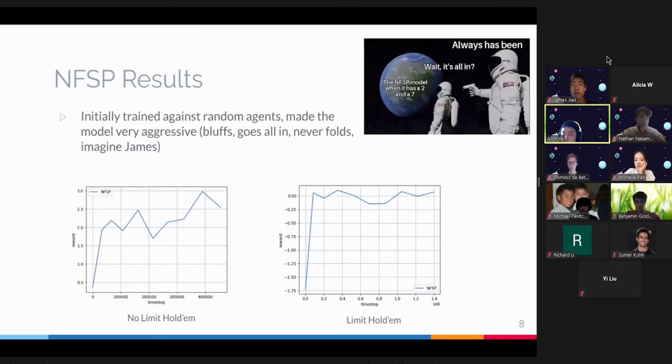So we can take a look at some of our results from NFSP. We initially trained against random agents, and what we saw was that the model was very, very aggressive, and it was really prone to bluffing, going all in, and really didn't like to fold. We can observe from these graphs how the reward changed over time.